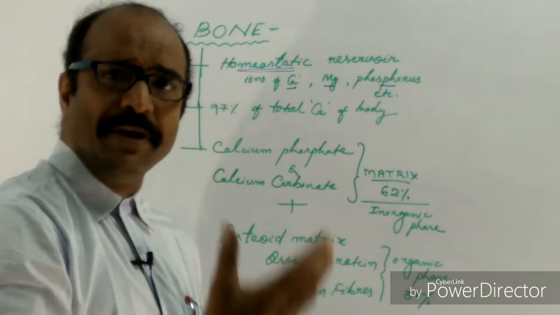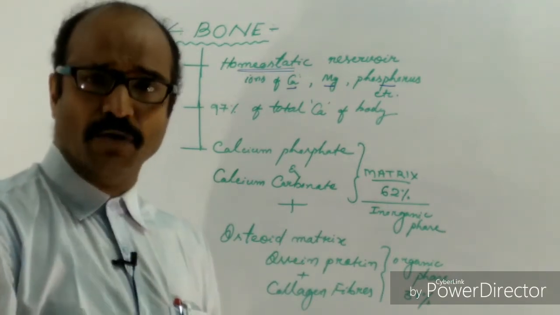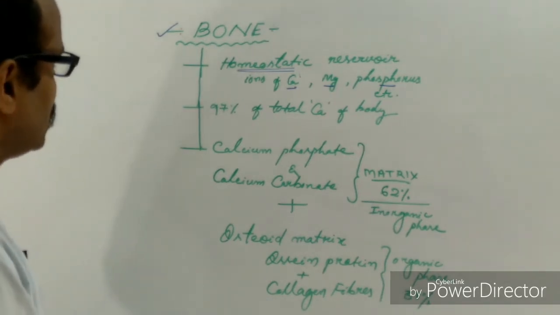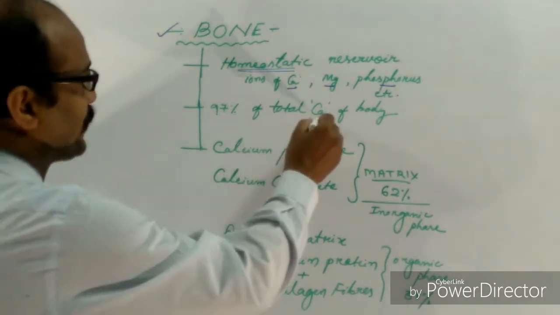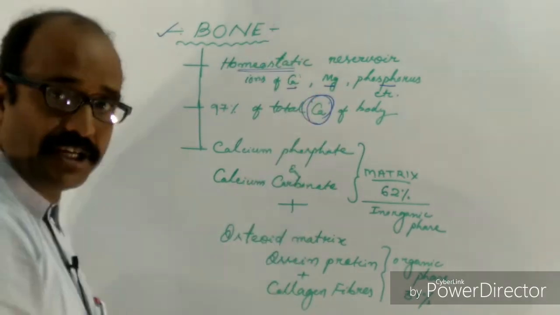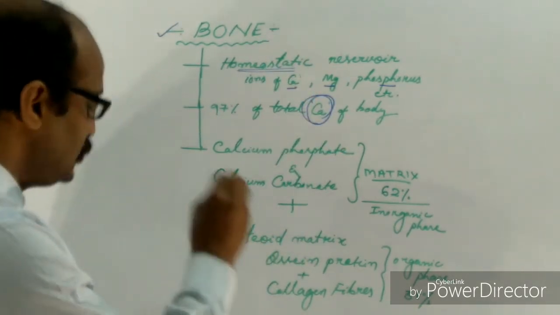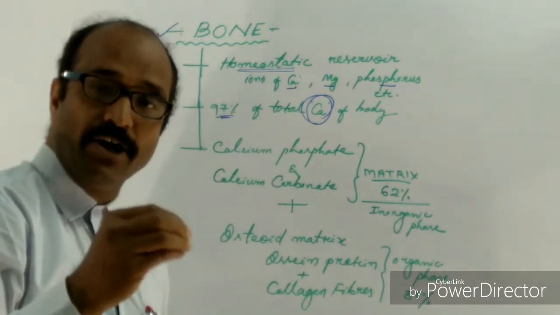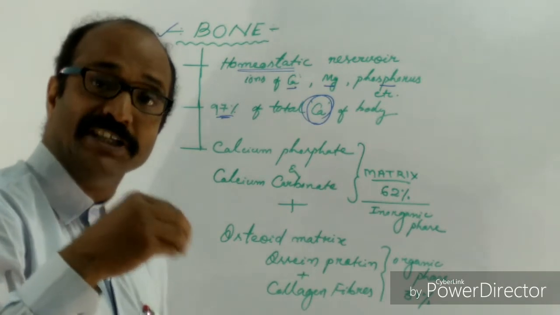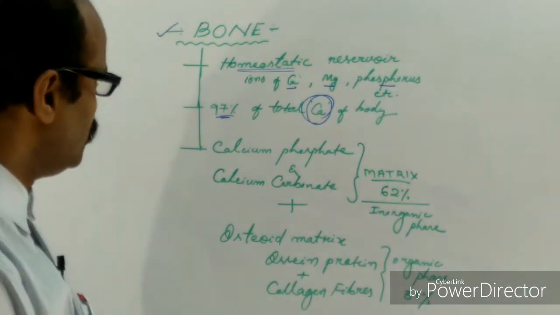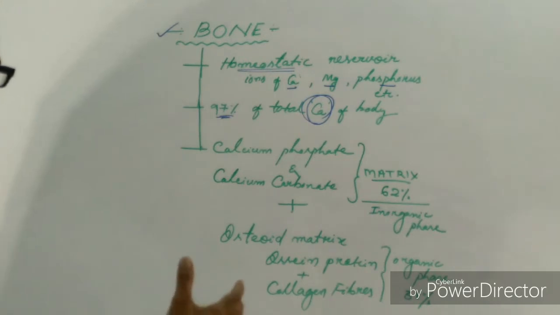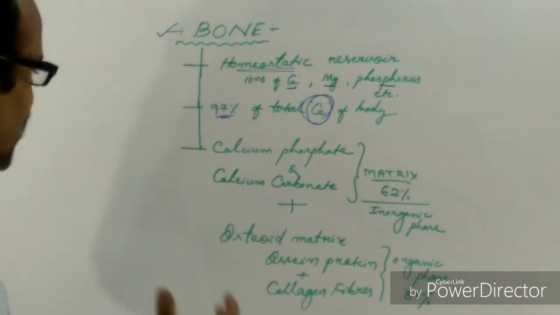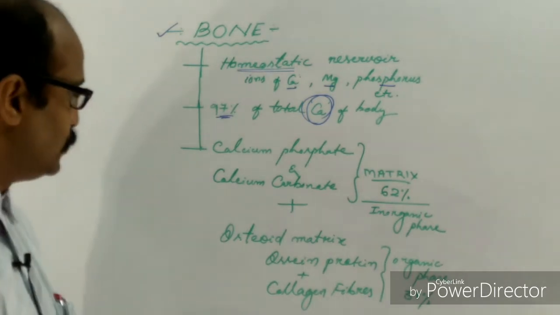In vertebrates, almost all of the endoskeleton is made up of bone. 97% of the calcium of our body is present in the endoskeleton, that is the bone. So bone is a highly calcified, hard and rigid connective tissue.